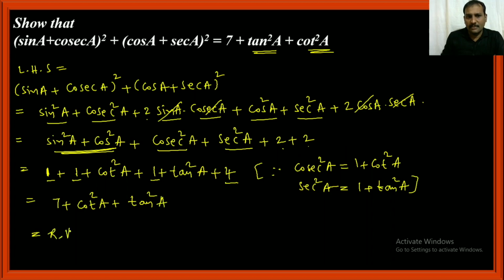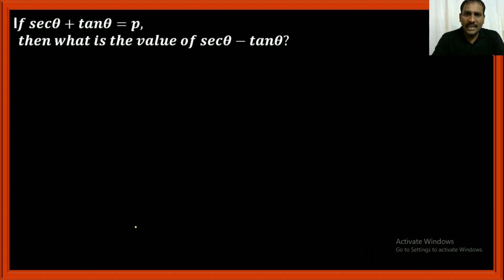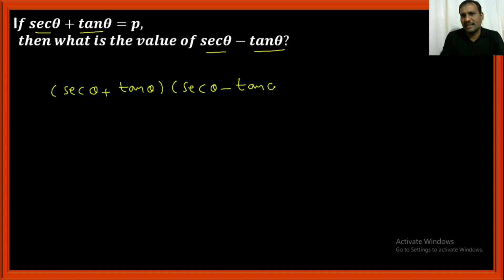So according to the problems, we have to use our identities. Next, if secant theta plus tan theta is equal to P, then what is the value of secant theta minus tan theta? It is a very simple problem. Here we have secant theta plus tan theta, and we have to find secant theta minus tan theta. So if you multiply both of them, what will you get? That is equal to secant square theta minus tan square theta.